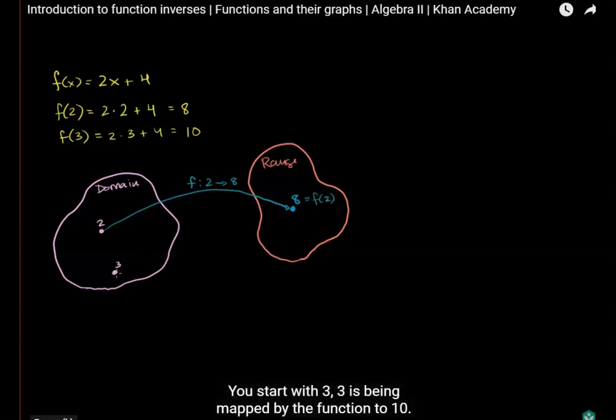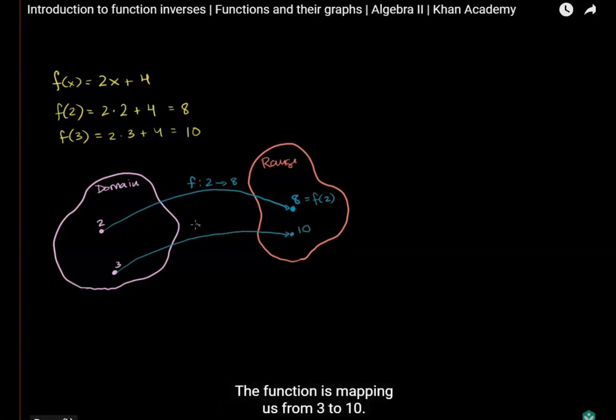Same idea. You start with 3. 3 is being mapped by the function to 10. It's creating an association. The function is mapping us from 3 to 10.